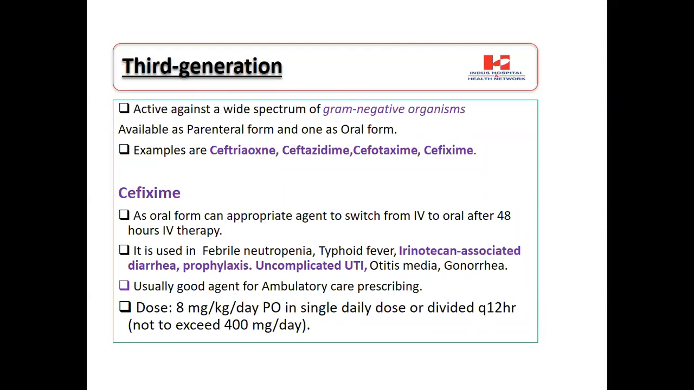It can be used for febrile neutropenia patients and typhoid fever. It can be used in complicated UTI, otitis media, gonorrhea, and some upper respiratory and lower respiratory tract infections. The dose is 8 milligram per kg per day for peds, or in divided doses.